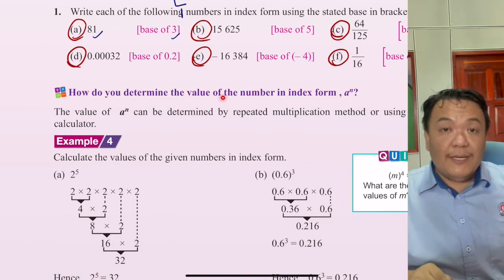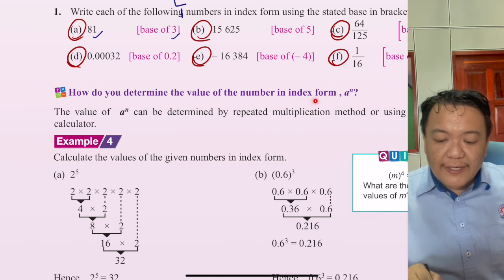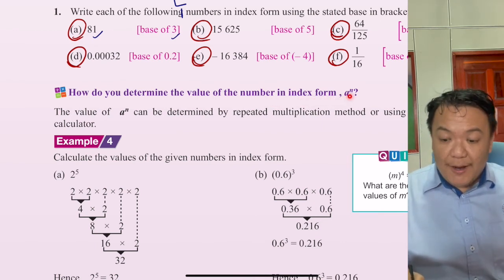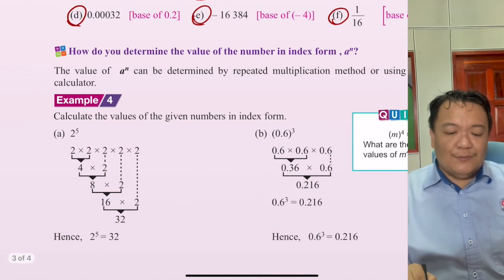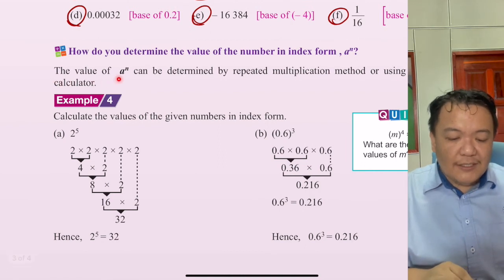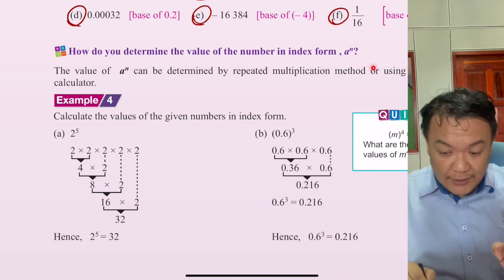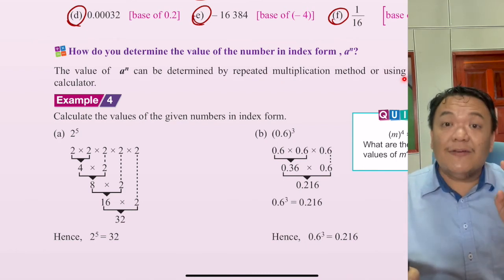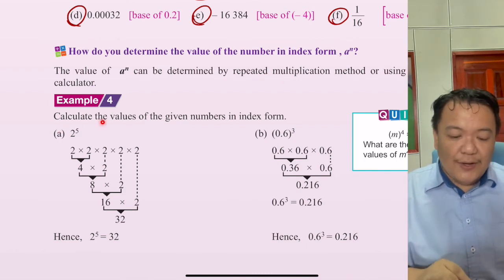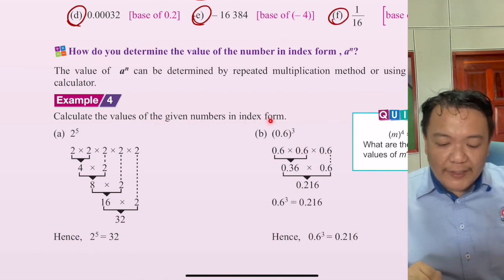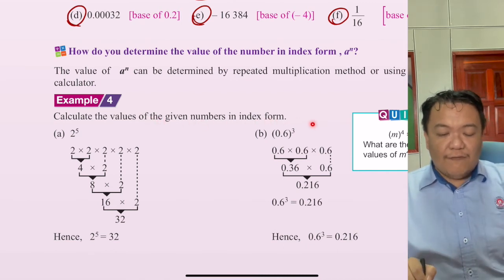Okay, how do you determine the value of the number in index form a power of n? Okay, cuba tengok sini. Let's look over here. The value of a power of n can be determined by repeated multiplication or using a scientific calculator. So example 4, calculate the values of the given number in index form.